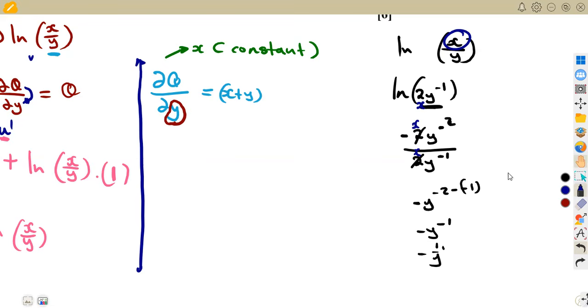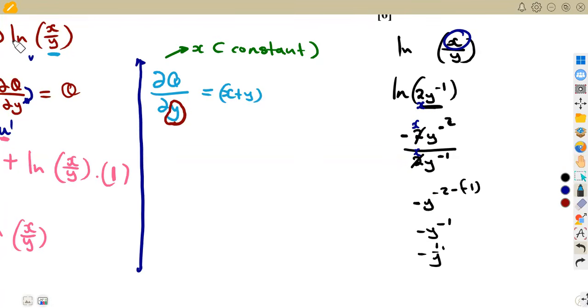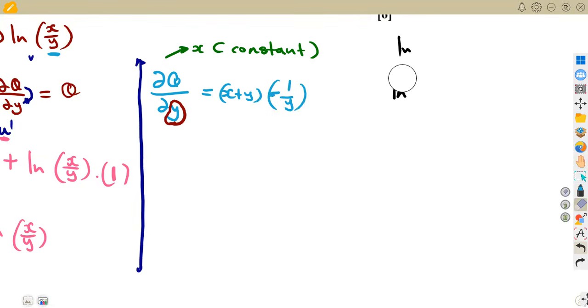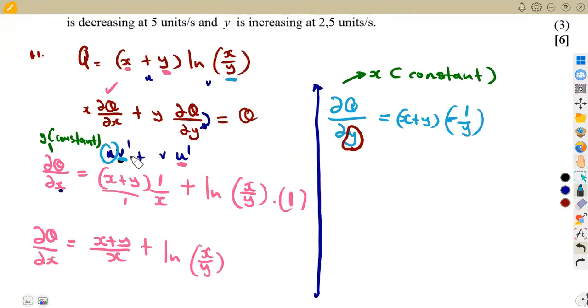All right. So it means here the derivative of the whole of this part, ln x over y, is going to give us negative 1 over y. So we're going to multiply with negative 1 over y like this. All right. So that's it. We move on to the other part. We are applying our product rule. So we are at this stage.